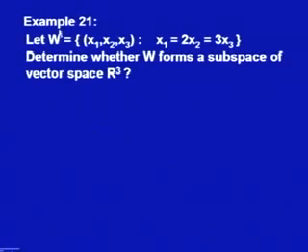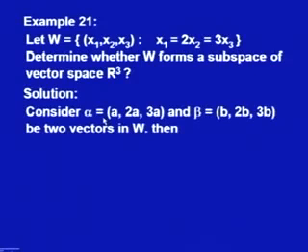In the next example, W is equal to (x1, x2, x3), but the constraint is now different: x1 is equal to 2x2 is equal to 3x3. We have to check whether it forms a subspace of R3 or not. The solution is on the same lines.